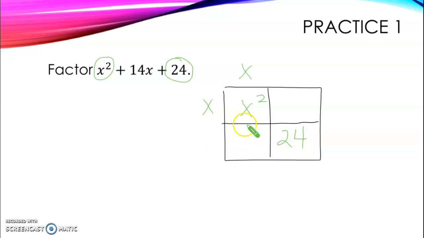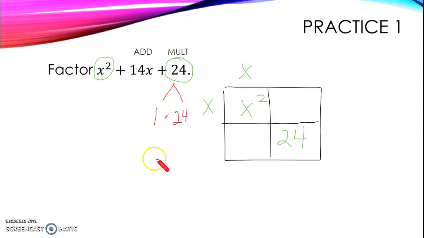Now, we need to think of two numbers that are going to multiply to give me 24 and add to give me 14. Now, there's a lot of different numbers that multiply to 24, so I'm going to go ahead and list them out. So to make an exhaustive list of all the things that multiply to get to 24, I like to start with the number 1. So 1 times 24 gives me 24.